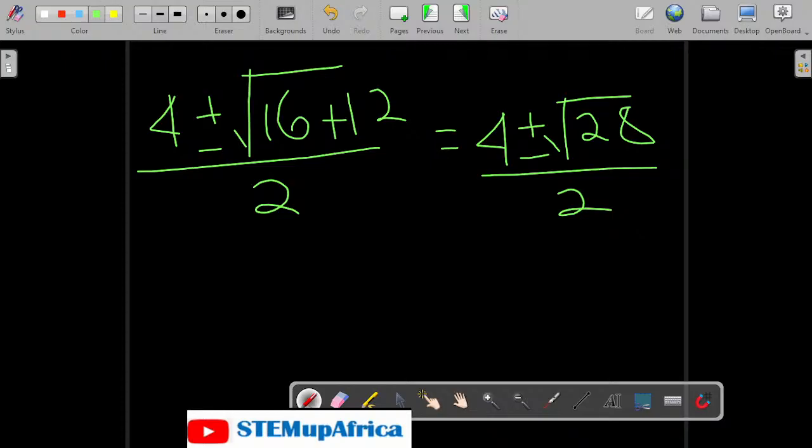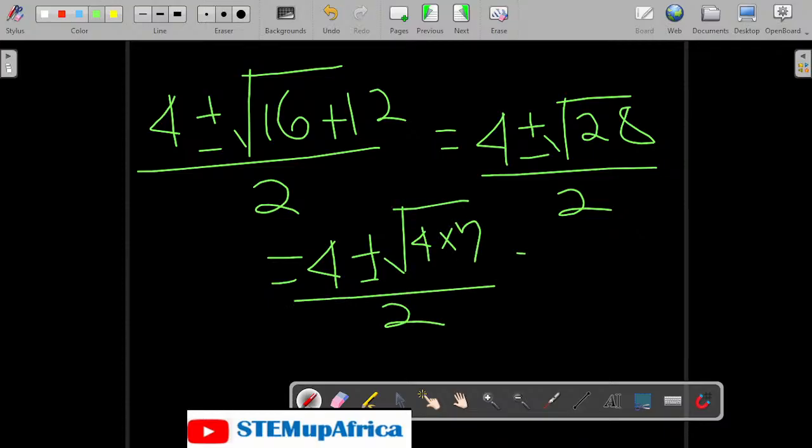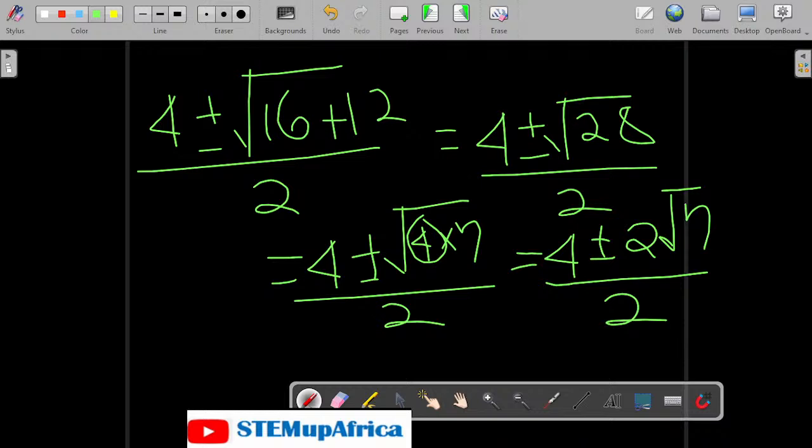From 28, we can obtain a perfect square, which is 4. So I will have this as 4 plus or minus the square root of 4 times 7, over 2. If you look at the numerator, I can take the square root of 4 out. That will give us 2. So 4 plus or minus 2 root 7, over 2.